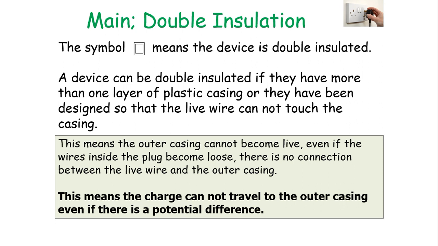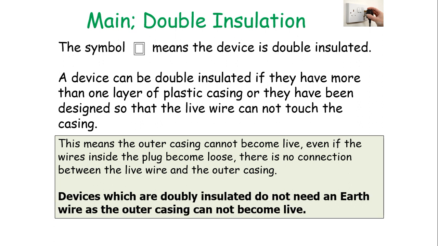This means the outer casing cannot become live even if the wires inside the plug become loose, because there's no direct connection between the live wire and the outer casing. So the charge can't travel to the outer casing even if there's a potential difference between the outer casing and the live wire, because there's no direct route.